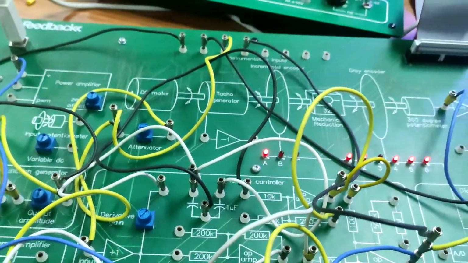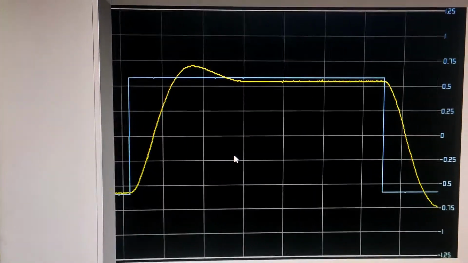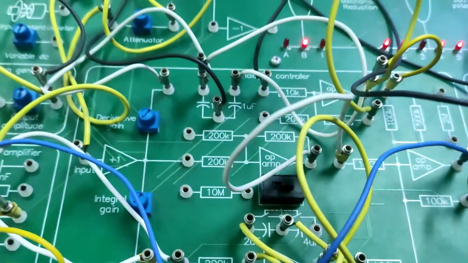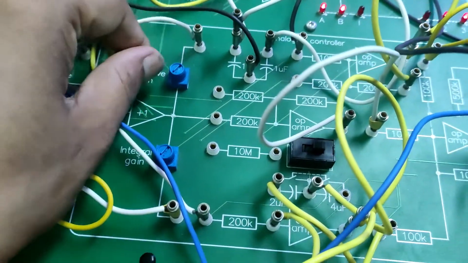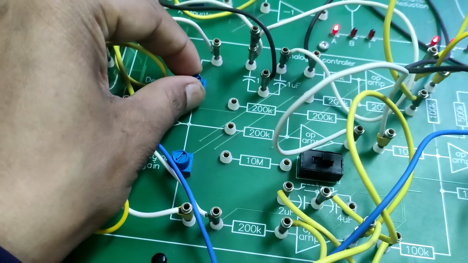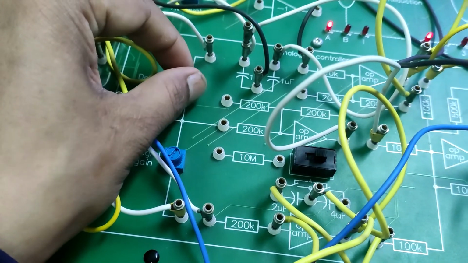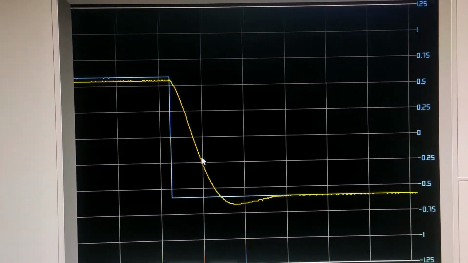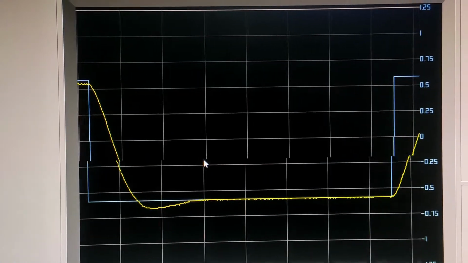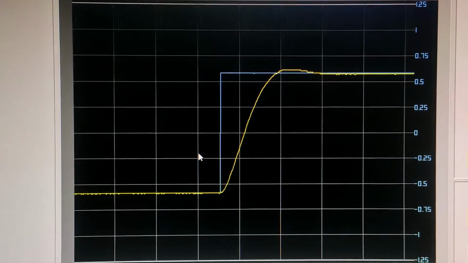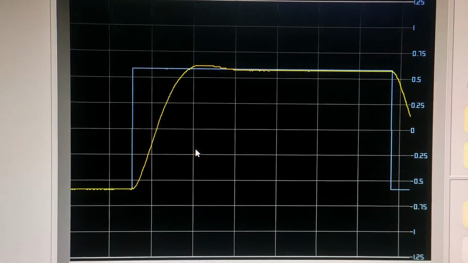Now to decrease that overshoot from the P controller, we are going to add the D controller. This is the D controller derivative gain. We are increasing the gain of the derivative controller and see the effect on overshoot. See, the overshoot is a little lower as compared to earlier, okay.